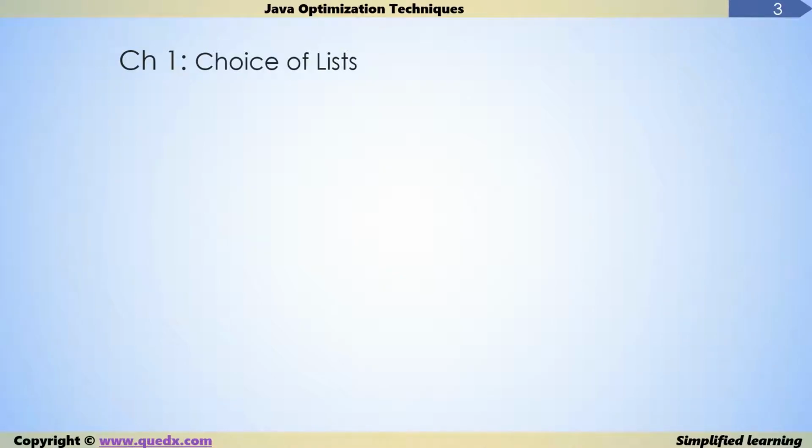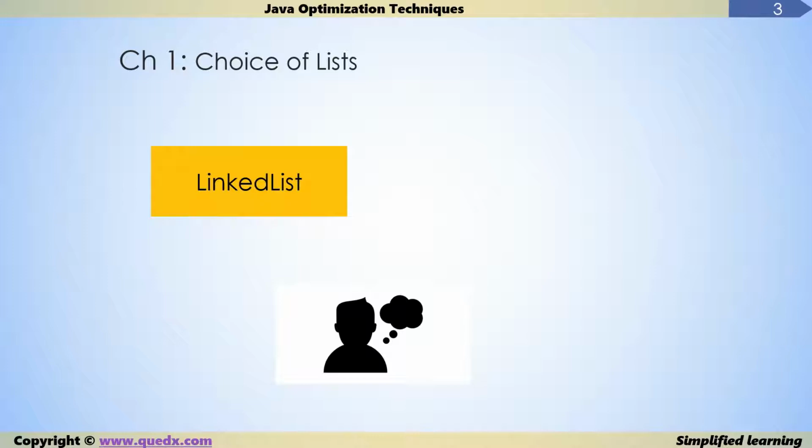Choice of lists. Developers often come across this question as to which list would be appropriate in a given context, linked list or array list. The short answer is that it depends upon the context.